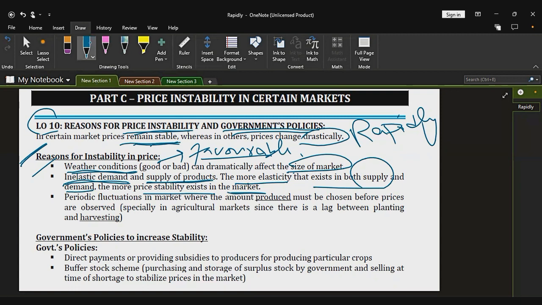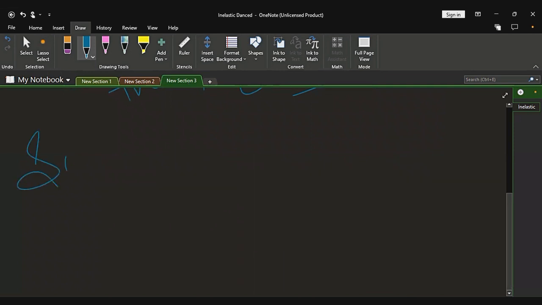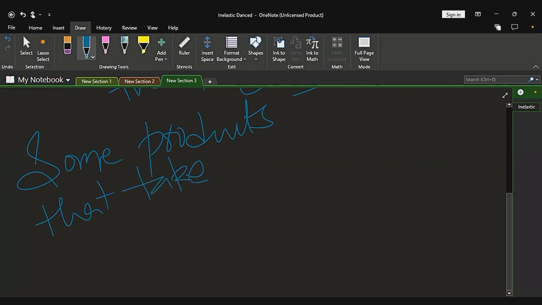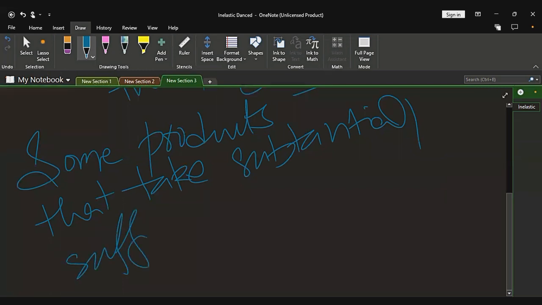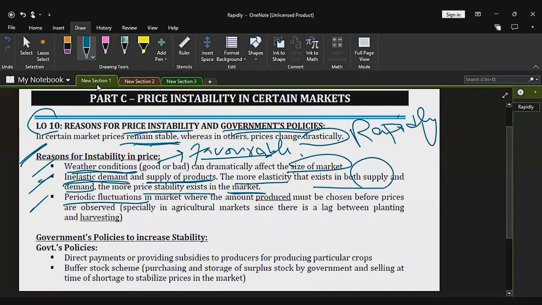Third one is periodic fluctuation. There are some products that take substantial or sufficient time for reproduction, and may have some periodic fluctuation due to their short delivery or due to their substantial period of delivery.